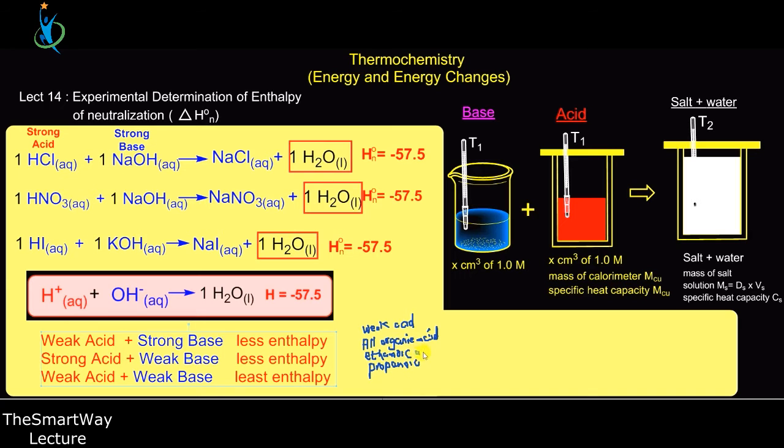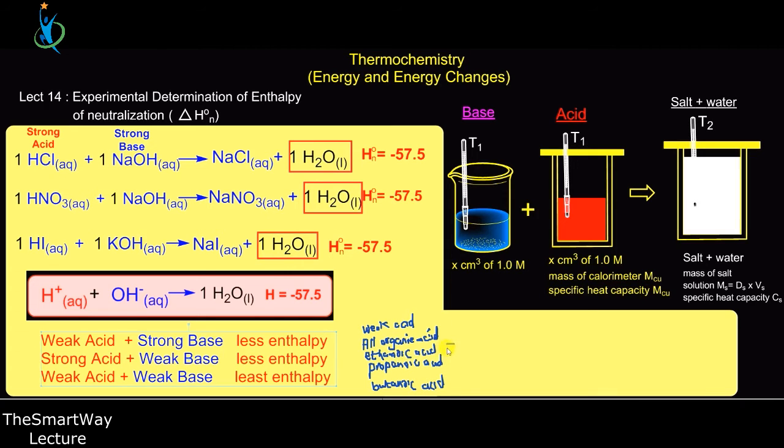So we have ethanoic acid, we have propanoic acid, we have the butanoic acid. These are all weak acids. Every organic acid is a weak acid. So we have methanoic acid, propanoic acid, pentanoic acid, and all.